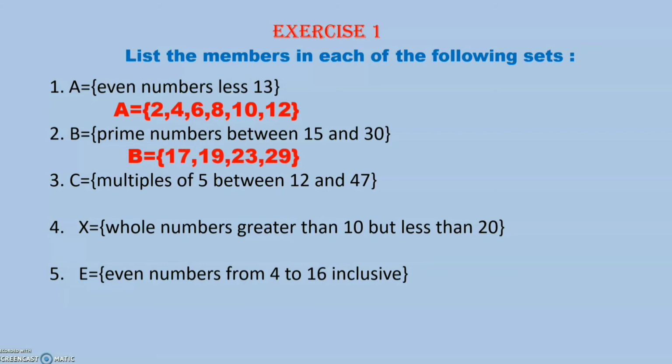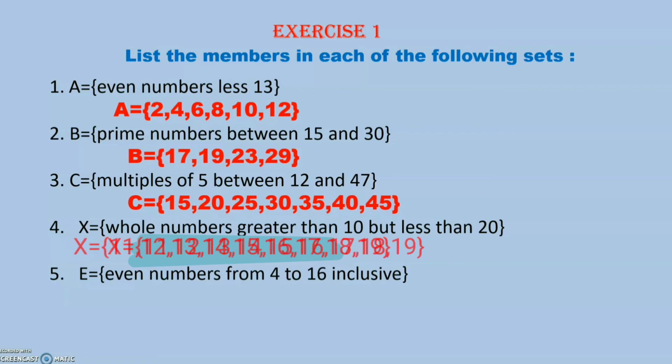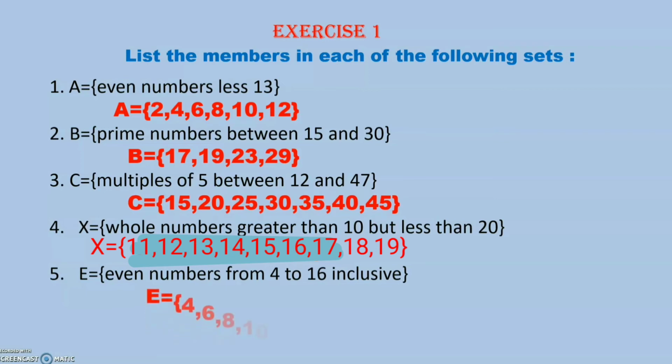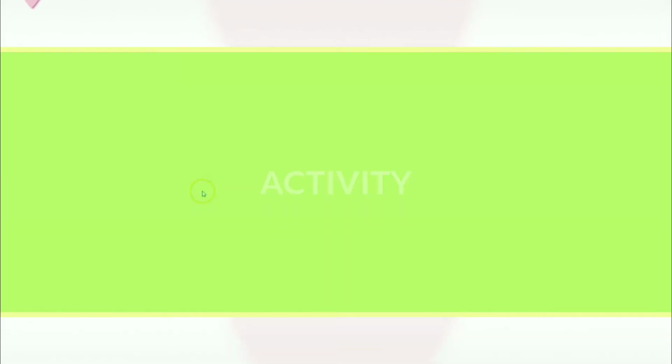Please remember that prime numbers have 2 factors, 1 and themselves. Multiples of 5 between 12 and 45, so I'm going to have 15, 20, 25, 30, 35, 40, 45. Then you have whole numbers greater than 10 but less than 20. So we're going to start counting from 11 and we'll stop at 19. Even numbers from 4 to 16 inclusive. Inclusive means that those boundaries 4 and 16 can be included if they are actually even numbers.